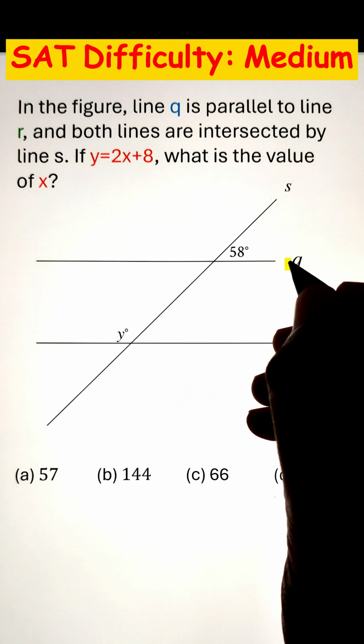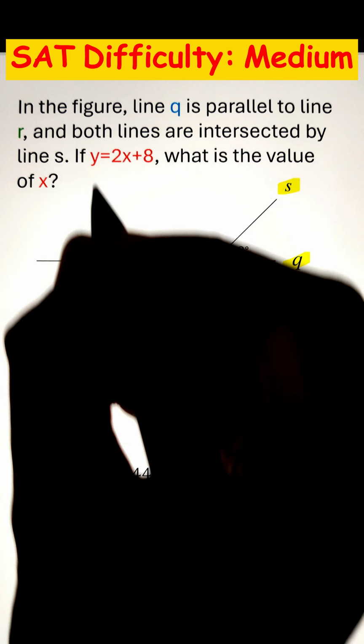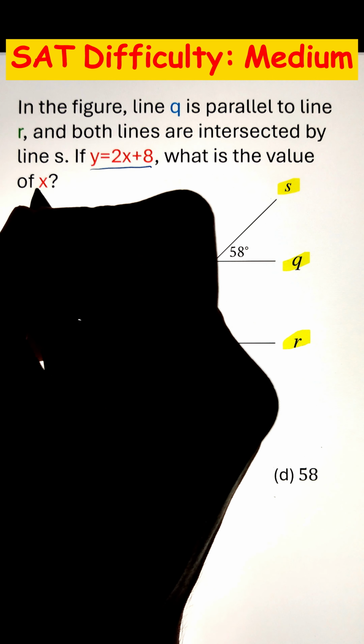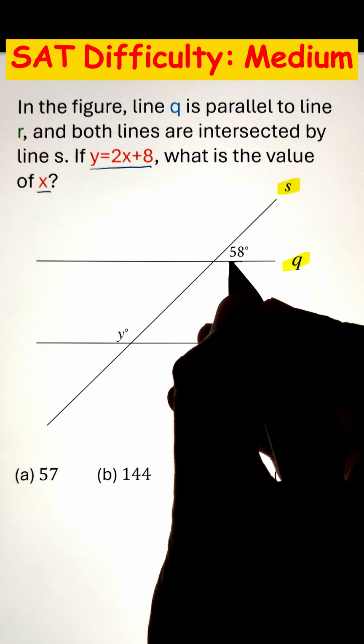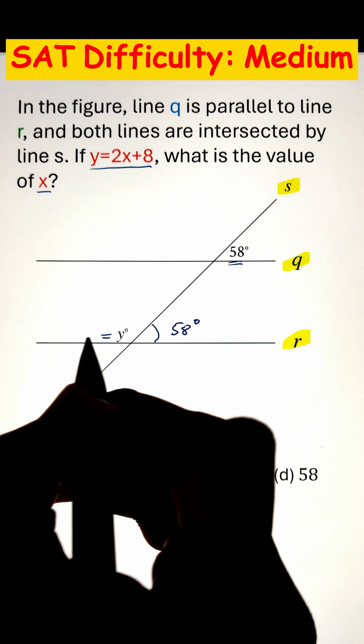If line Q is parallel to line R and both lines are intersected by line S and y equals 2x plus 8, to find the value of x, we can start by first figuring out the value of y. Since line S is intersecting the two parallel lines, it will make the same angle with them.